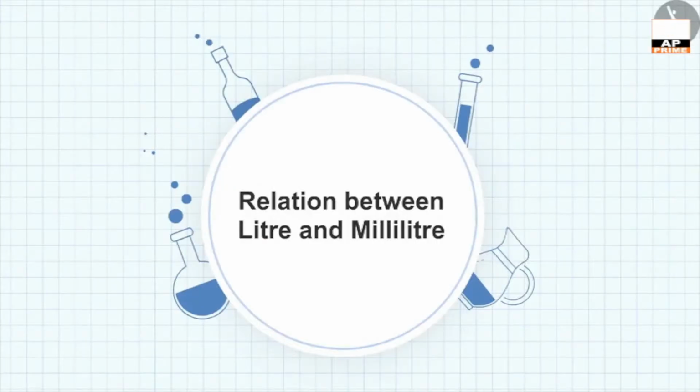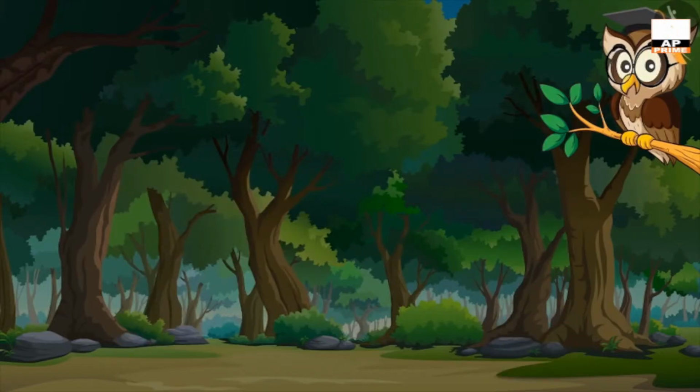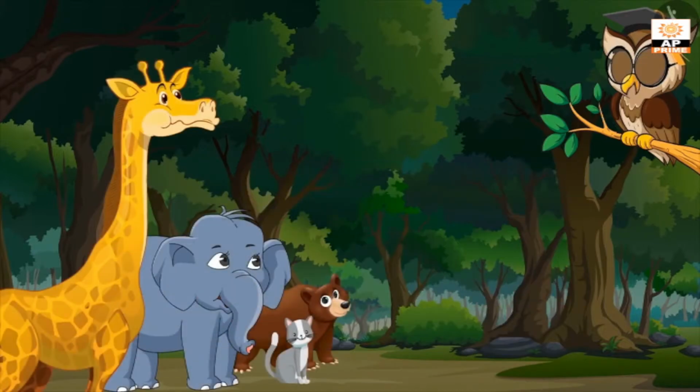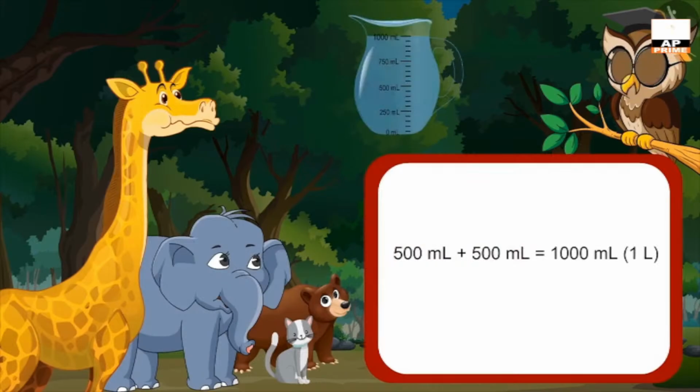Relation between liter and milliliter. In the last video, we have learnt about the relationship between liter and milliliter. In this video, we will learn about how to make 1 liter by combining different units. Do you know? Mixing 500 ml twice gives 1 liter. Yes, sir. Are there any other units which on adding give 1 liter?